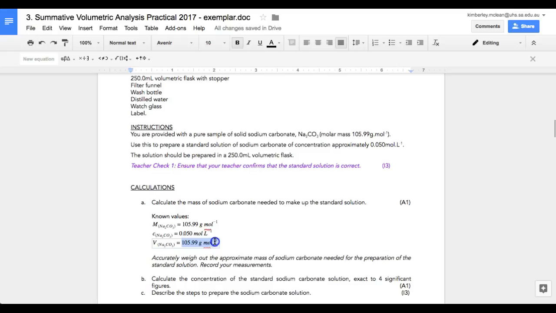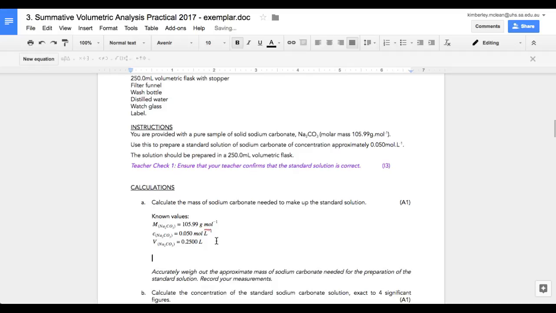and insert that will be 0.2500 litres in the standard measuring units. However, please note here that you may have used a 200 ml volumetric flask rather than a 250 ml volumetric flask, and your calculations would need to reflect that, obviously. So there are known values.